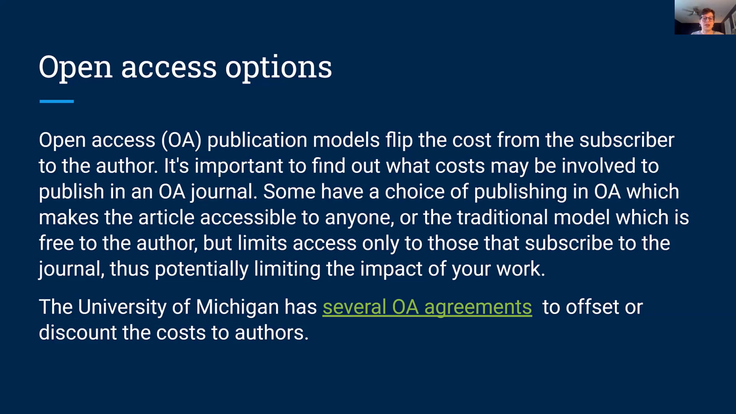But the University of Michigan does have several open access agreements. So there's a bunch of different publishers that University of Michigan works with in order to offset or discount the cost to authors. So if you have a journal you're interested in publishing in and you're not sure if we have an agreement, there is a web page which I linked to on here, but feel free to contact me and I can look into it too, because occasionally there's new open access agreements that aren't on the page or I don't know about. And so if you contact me, I can contact the people who manage that in Ann Arbor to find out if there are any ways to discount those costs for you.